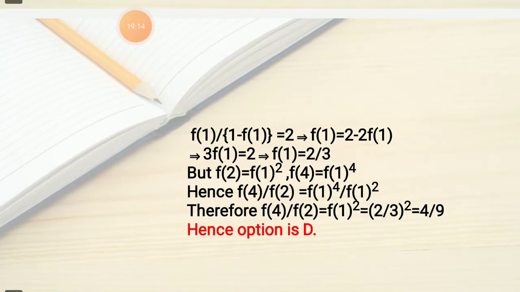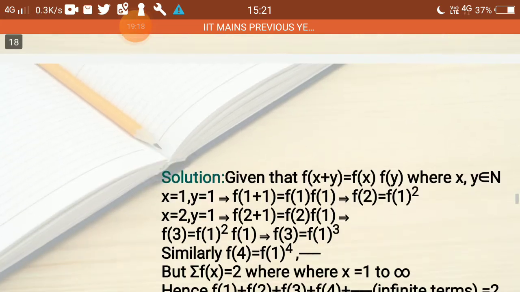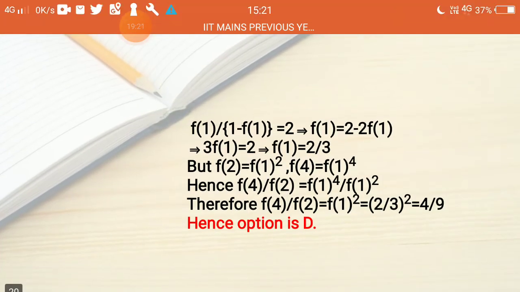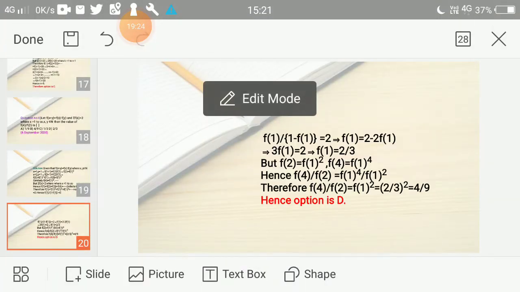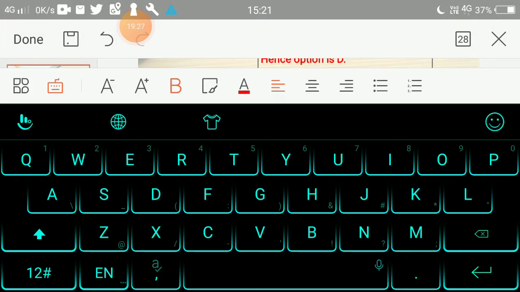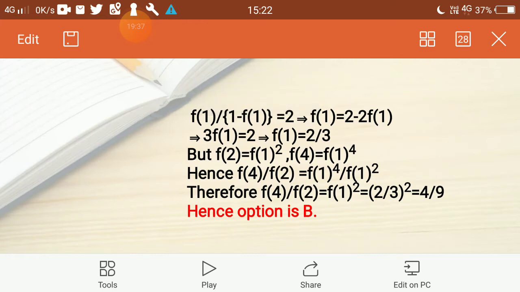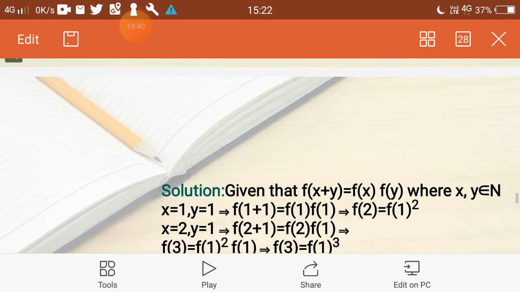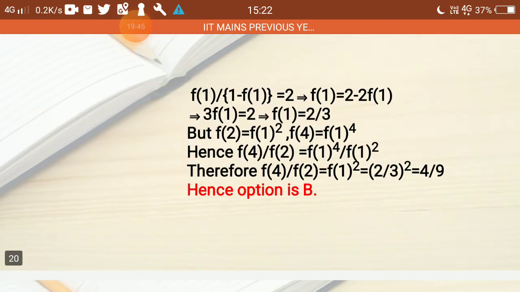So the option is B. Here I wrote wrongly, so I will correct it. The option is B, because here B is 4 by 9 rather than D.